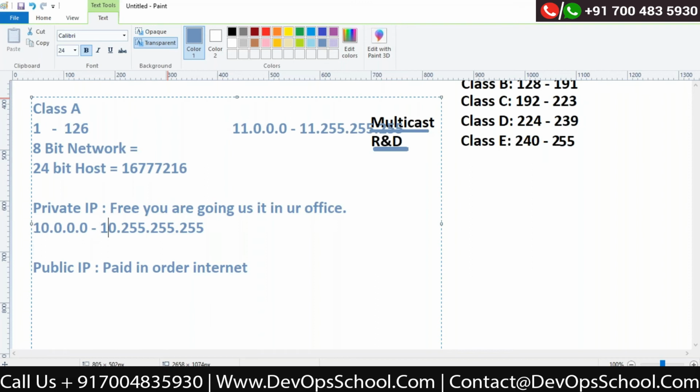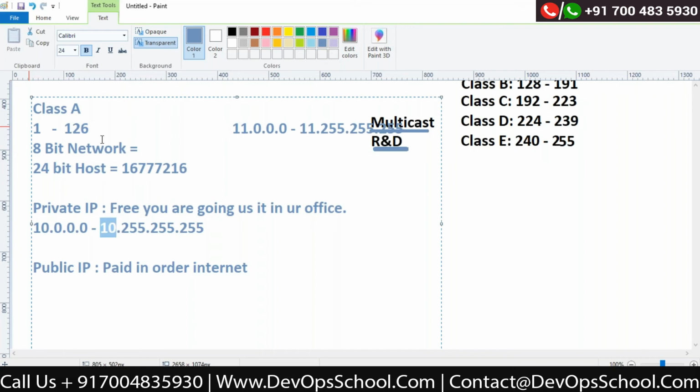If you are coming across an IP address starting with 10, this is a free private class A IP address which you can use in your organization. Correct? There would be no charge for it. It can be used for internal usage only. Other than this, any other IP address which I can see in class A would be considered a public IP address, which we use in order to connect to the global internet.